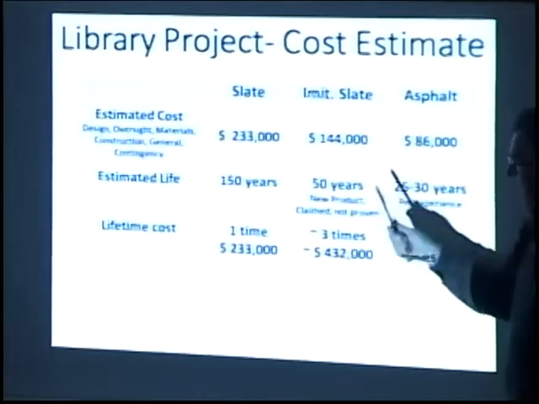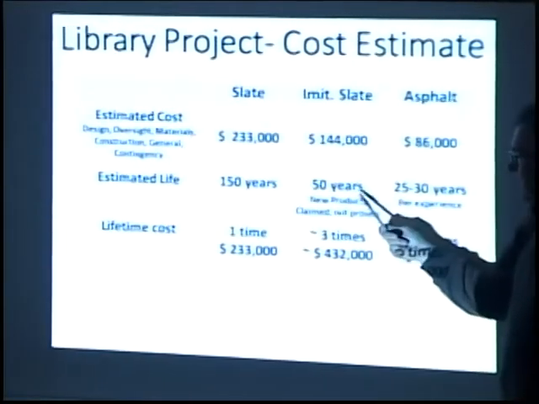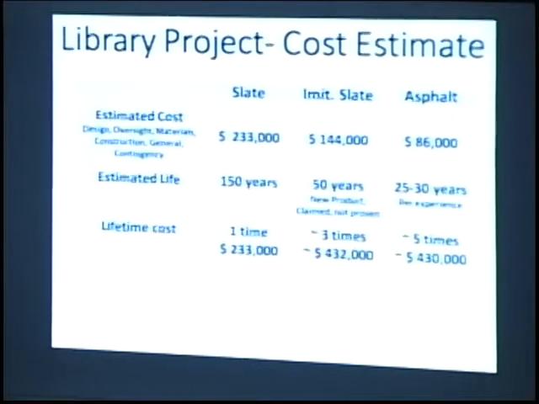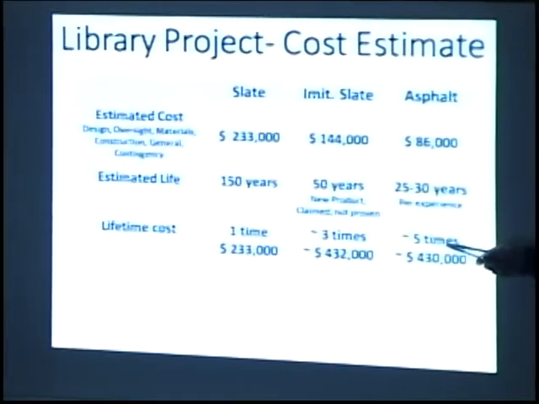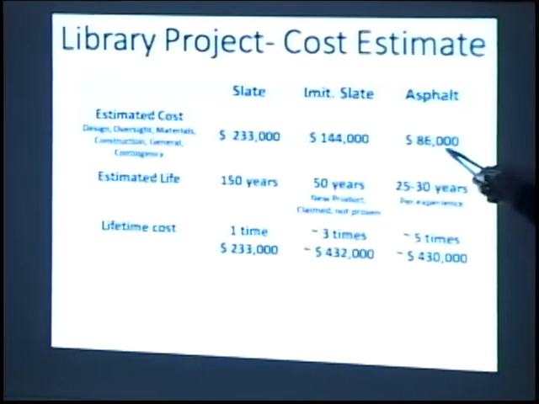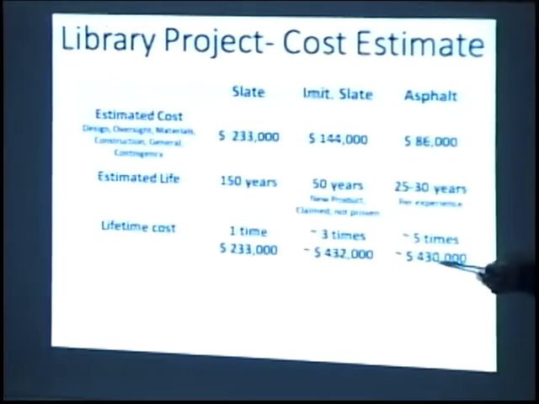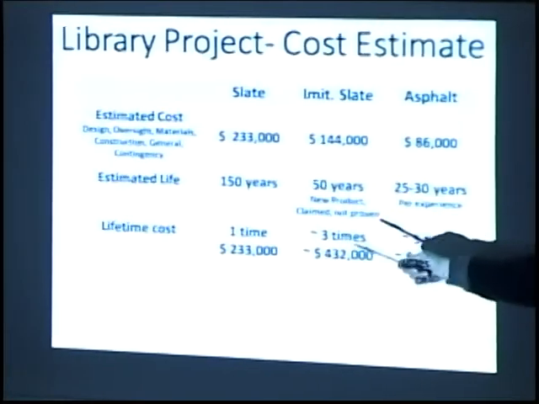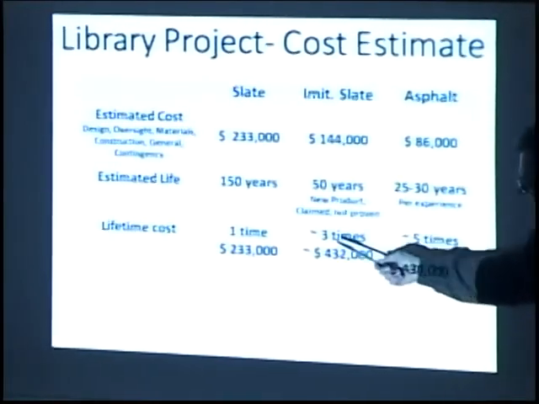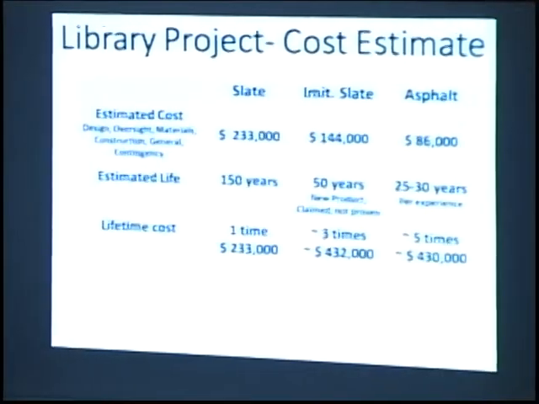We think imitation slate is an unproven product, but the claims are that it would last 50 years. It's basically a polymer or a rubber kind of substance that looks like slate. And the asphalt is the least expensive and has the lowest life. These guys would also like to claim 40 years, but even at 40 years, you have to buy it maybe 4 times or 5 times. So I take this number and multiply it by 4 or 5, in this case 5, and come up with that number. This one I multiply by 3, because in 150 years you have to buy the first one and 2 more. And then the slate, of course, you buy it once and there's really minimum repairs.